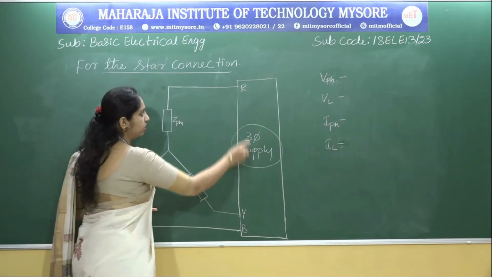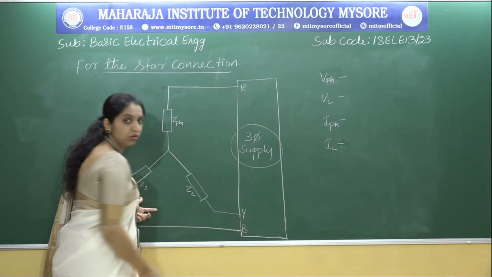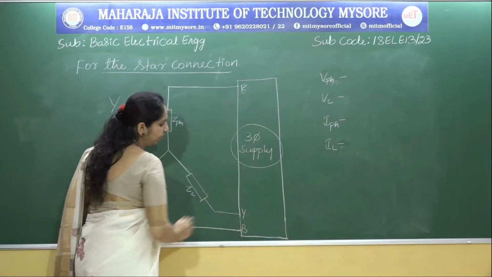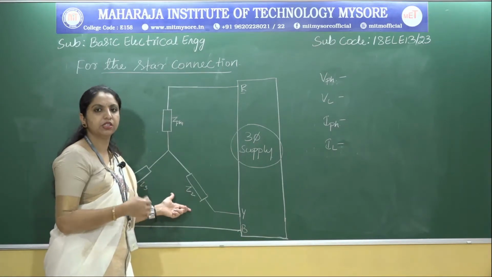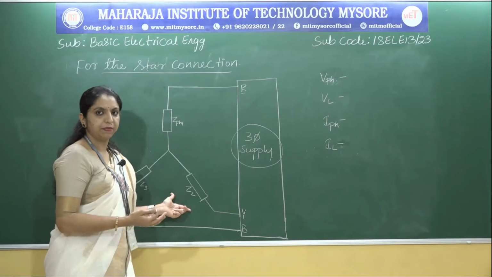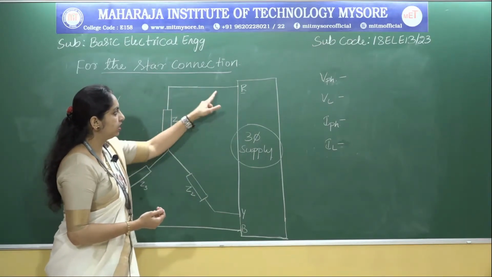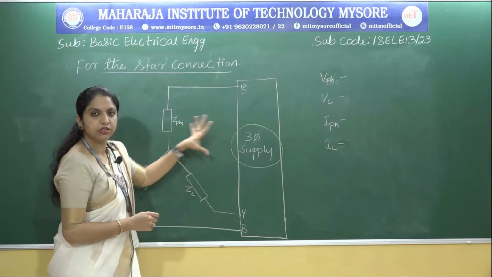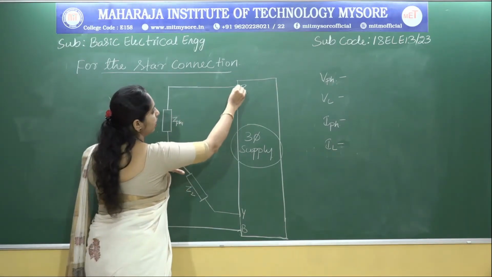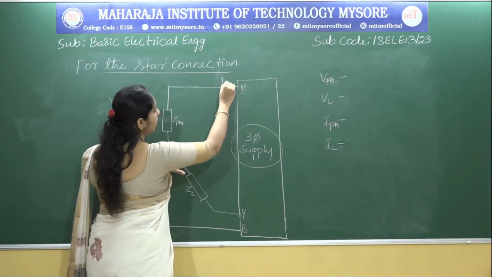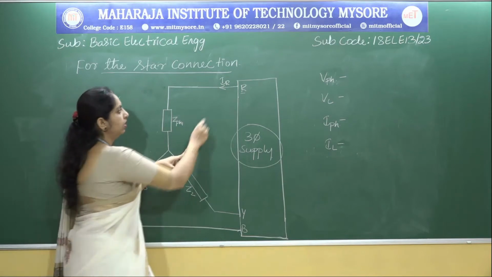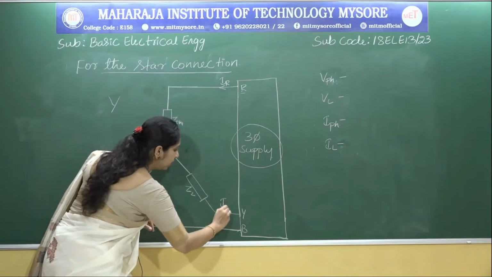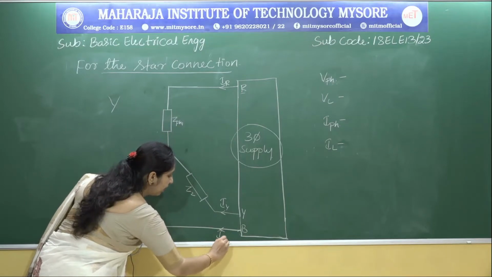Since we have a three-phase supply, we have three lines. These lines are named R, Y and B. The same RYB we discussed in the generation of three-phase power. These three lines are given to this RYB, which is from the three-phase supply. Look at this circuit carefully. The current coming from this point we call IR. Similarly the current coming from Y is IY, and similarly we have IB.